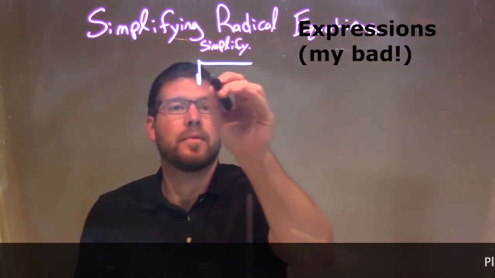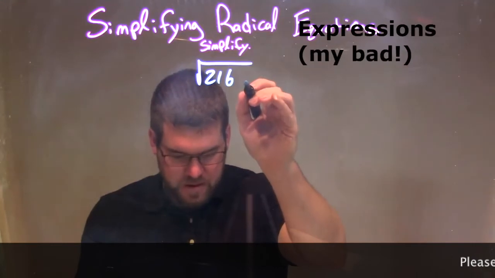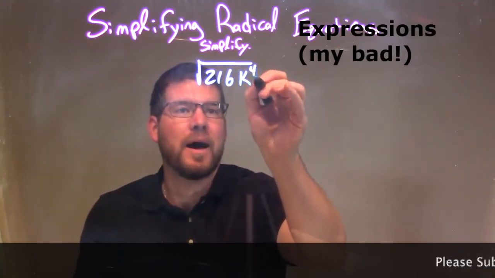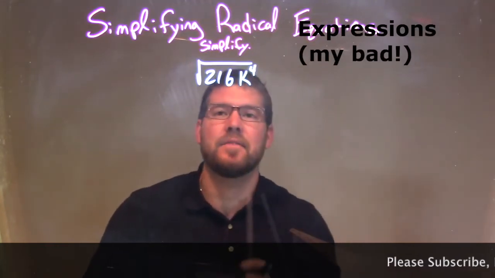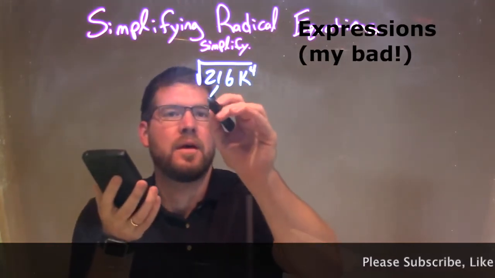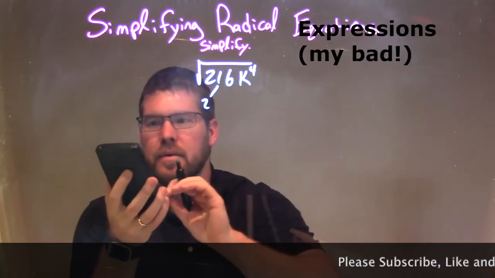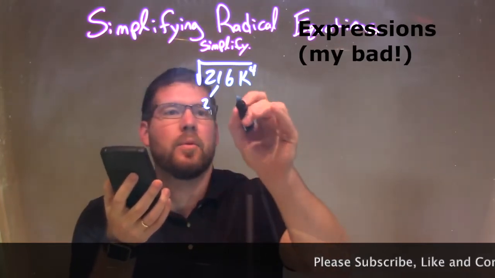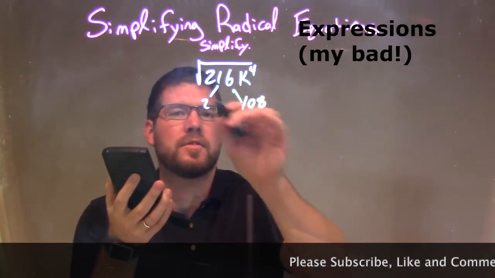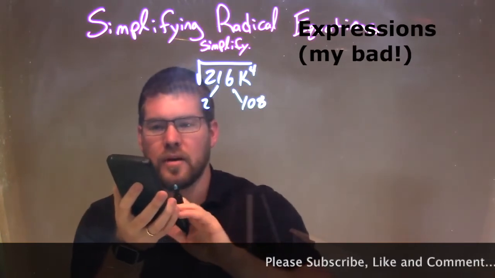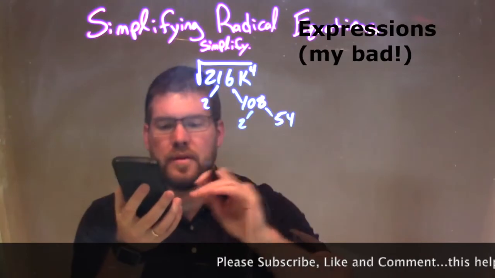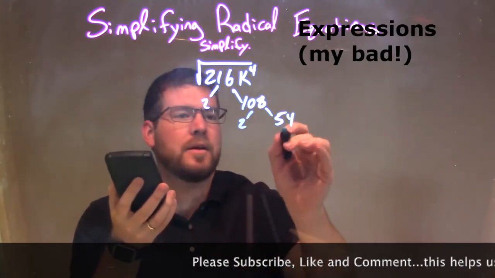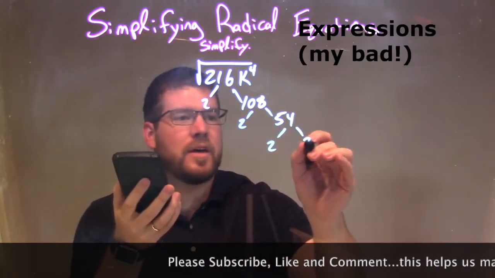The square root of 216 k to the fourth power. Okay? Well, 216, I know I can break down. It's an even number, so I'm going to use my calculator to help me out here. 216 divided by 2 comes out to be 108. So 216 is 2 times 108. 108 divided by 2, because it's an even number, is 2 and 54. 54 divided by 2, let's keep using my calculator here, is 2 and 27.